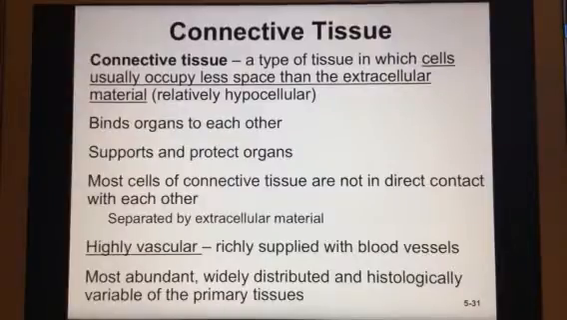This type of tissue is highly vascular, so that means it has lots of blood vessels supplying it, and it is the most abundant type of tissue, widely distributed all over the body, and it is variable, so that means it's going to look different. The different types of connective tissue are not going to look similar to each other.